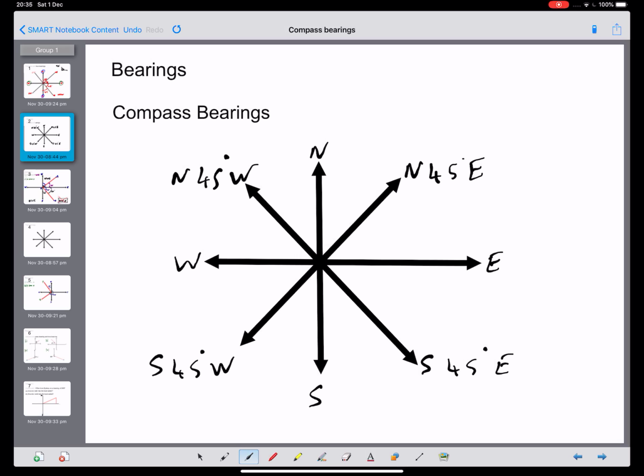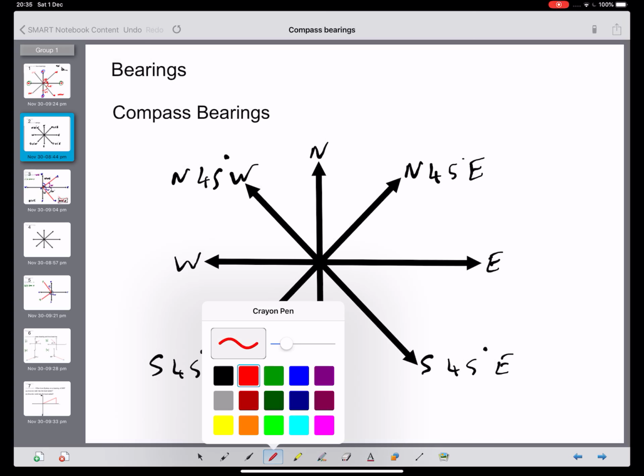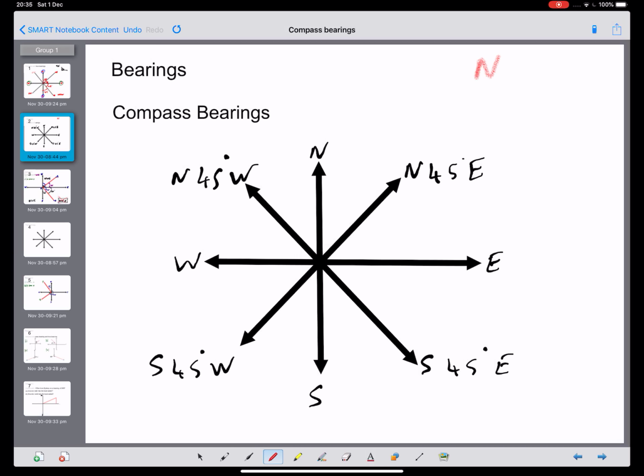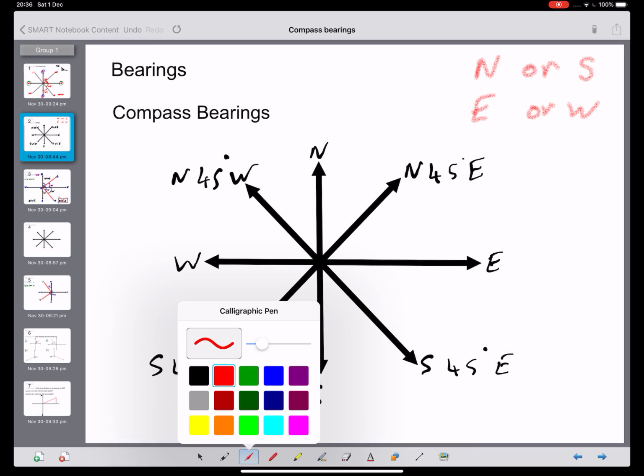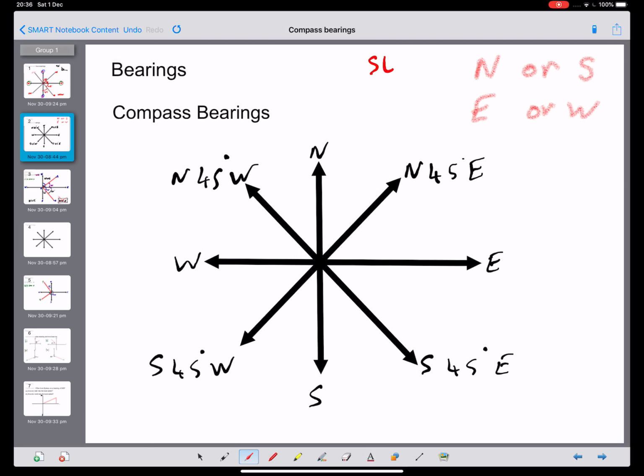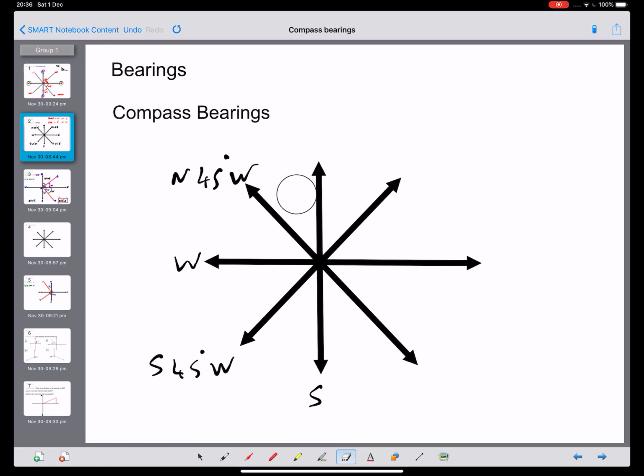Okay, so just to recap, a compass bearing either begins with north or south, and either ends with east or west. So let's put start and end. Okay, let's do 2 more examples and then we'll go on to true bearings.